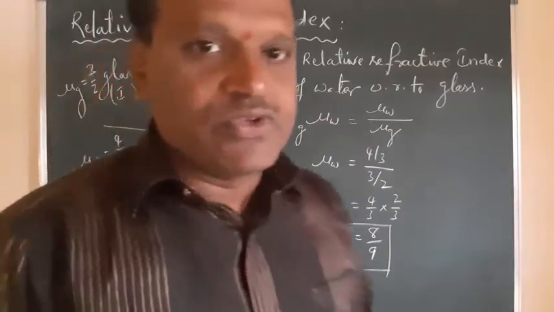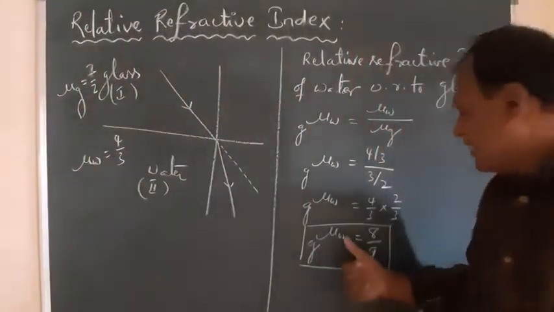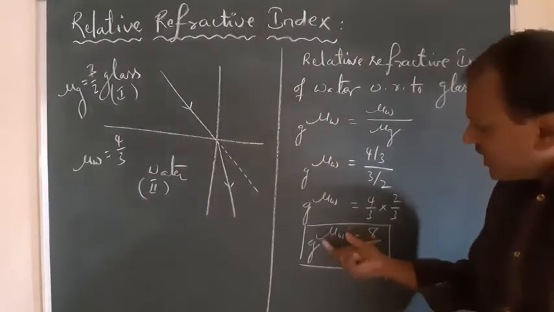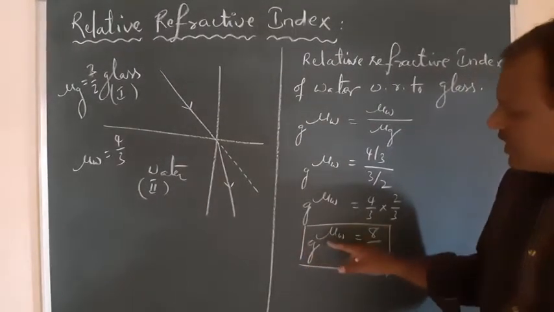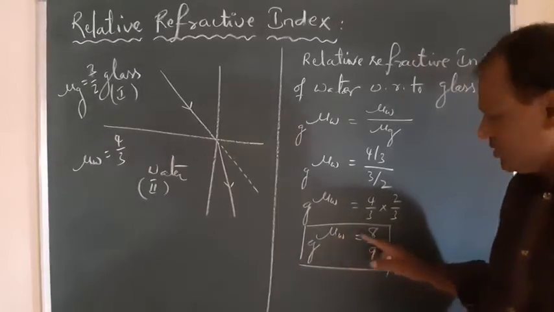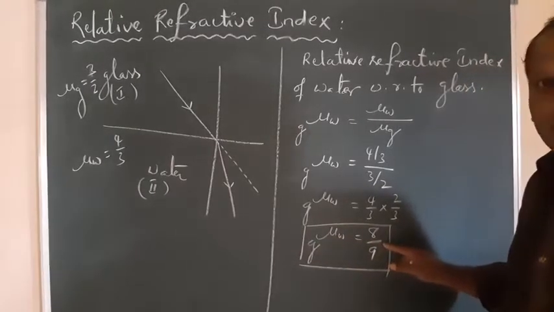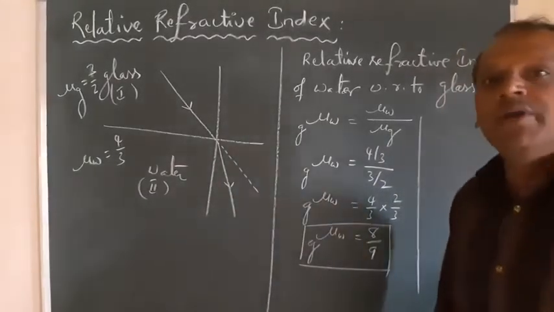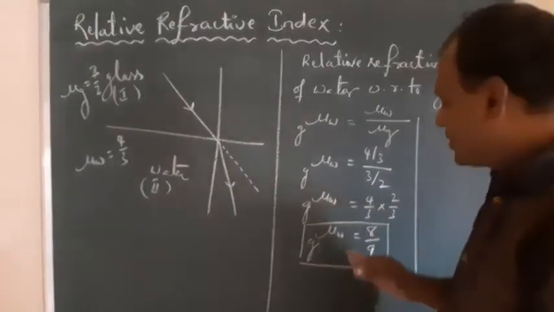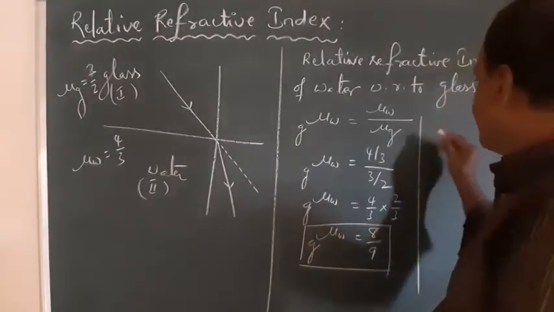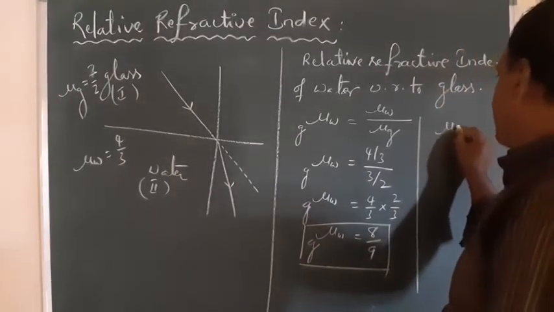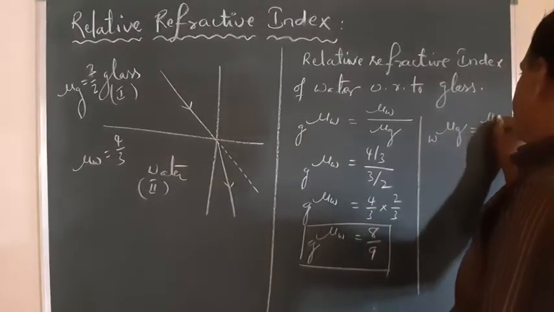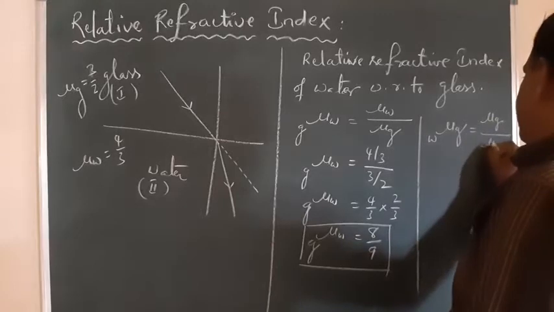The value of which one did we calculate? The relative refractive index of water with respect to glass is given by 8/9. If it is asking in reverse, that is, what is the relative refractive index of glass with respect to water, make it reciprocal. Just interchange: the numerator becomes the denominator, and the denominator becomes the numerator. To calculate the relative refractive index of glass with respect to water, it is given by the absolute refractive index of glass upon the absolute refractive index of water.